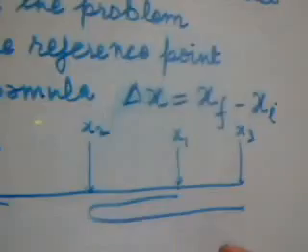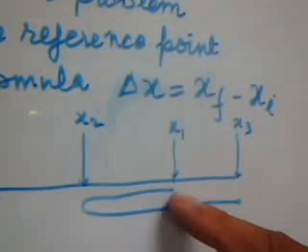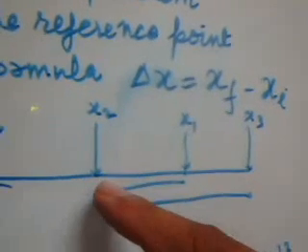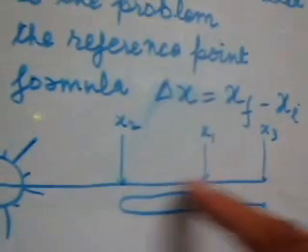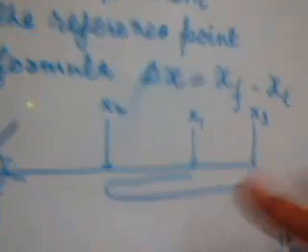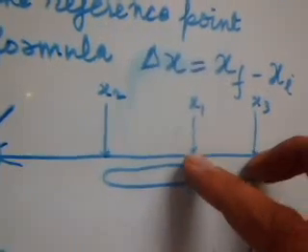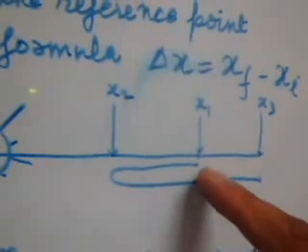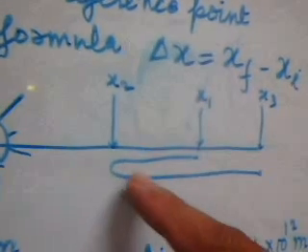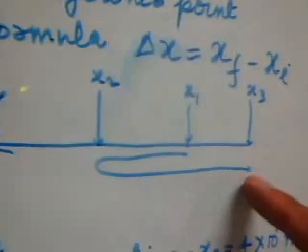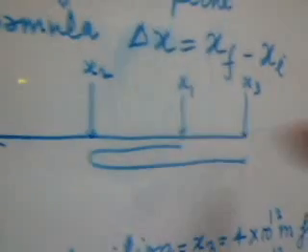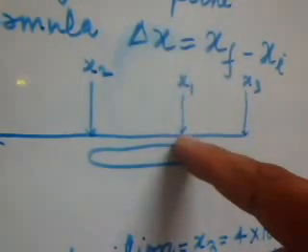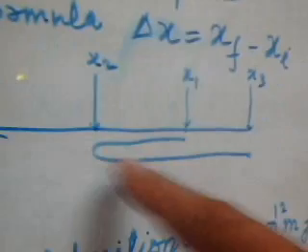Now distance. The spacecraft has started from x1, moved towards x2, then towards x3. This is the total path length and this is the displacement. So you can see the distance is much greater than the displacement. Displacement is change in position, final position minus initial position. Distance is total path length.